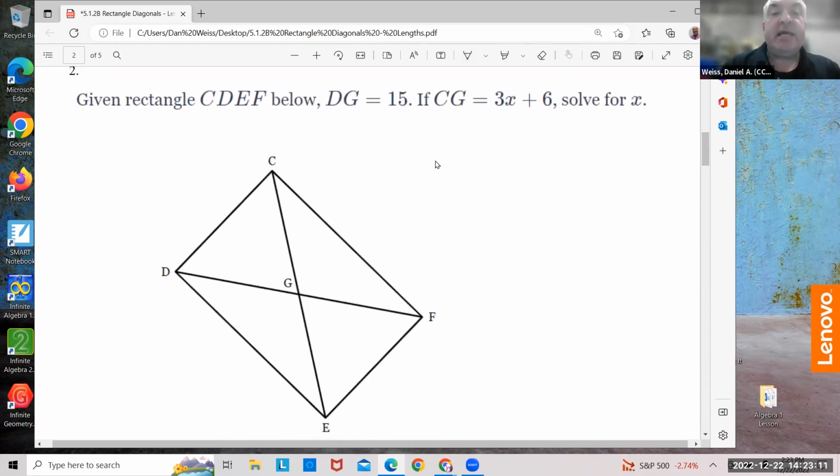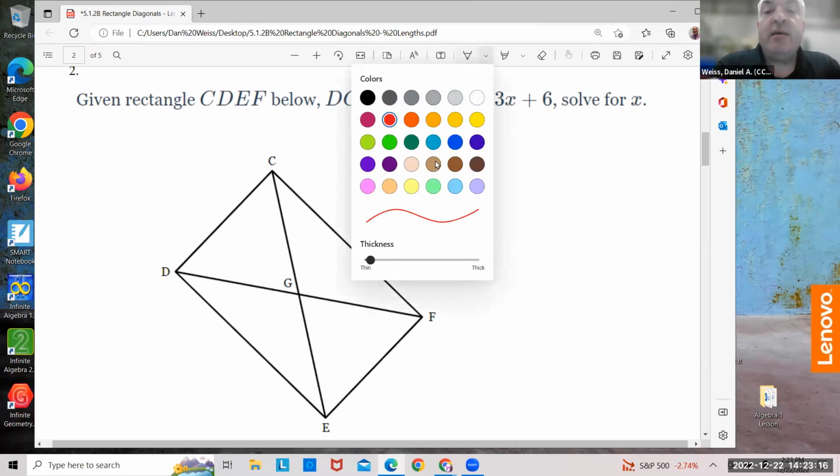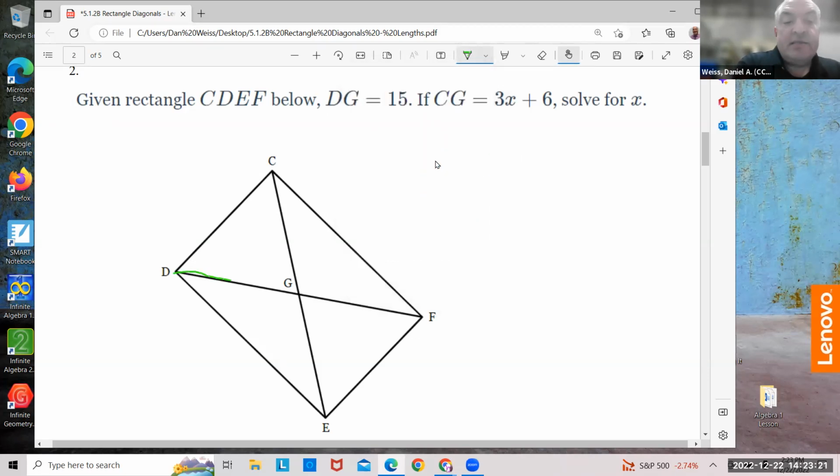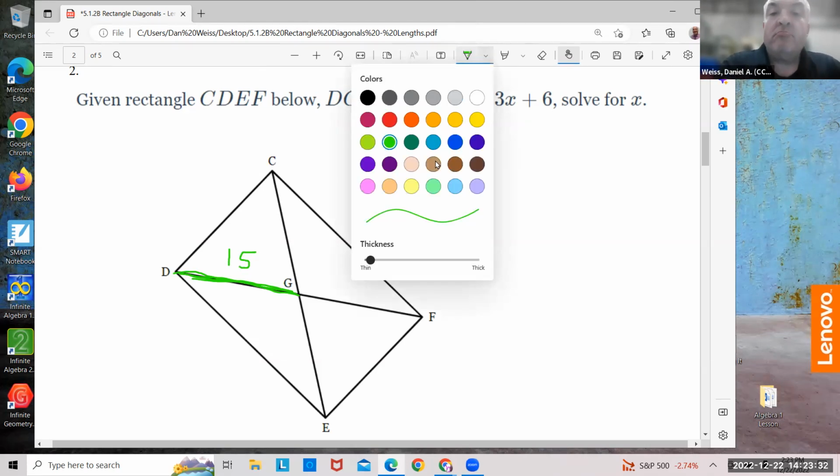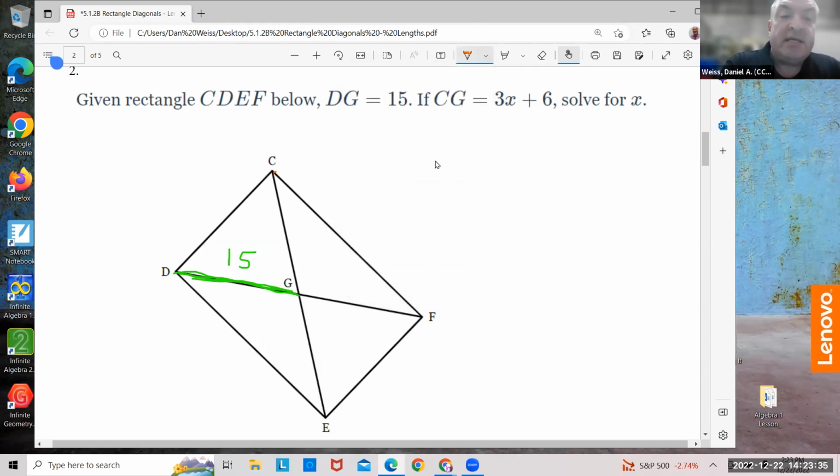Rectangle CDEF. All right. DG equals 15. Here's from D to G, right? DG equals 15. CG, from C, here's C right here. That's C to G. CG equals 3x plus 6.